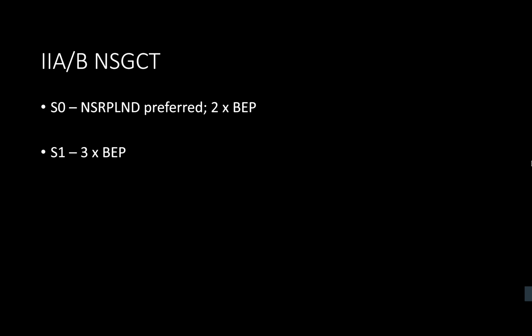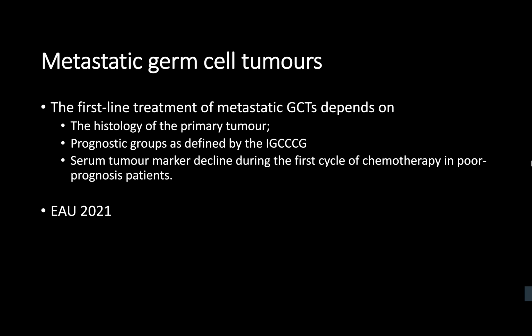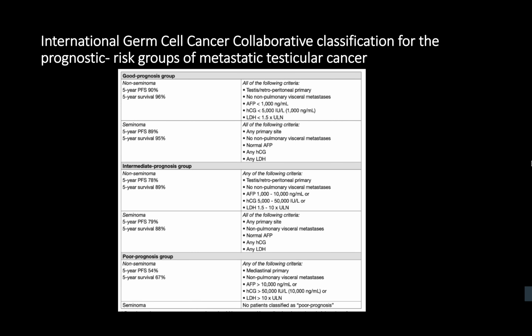We classify the patient with a risk classification according to the International Germ Cell Cancer Collaborative Group classification into good, moderate, and poor prognosis. In seminoma, we don't have a poor prognosis, so we have good and moderate. The good prognosis is if there is any primary site, no non-pulmonary visceral metastasis, and any beta HCG and any LDH. So this is a good prognosis.